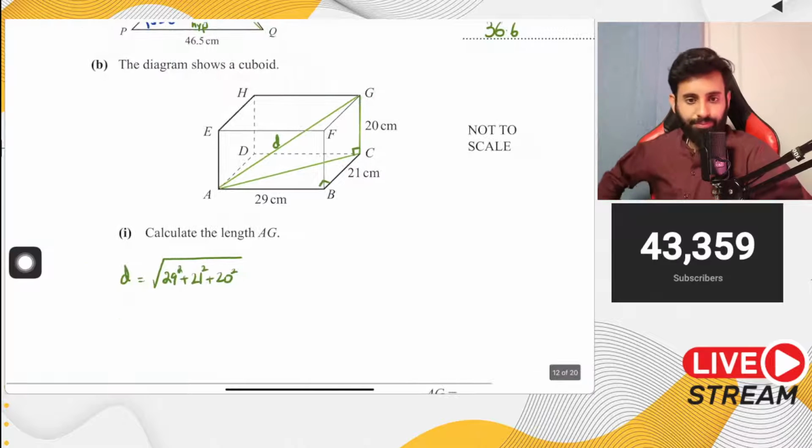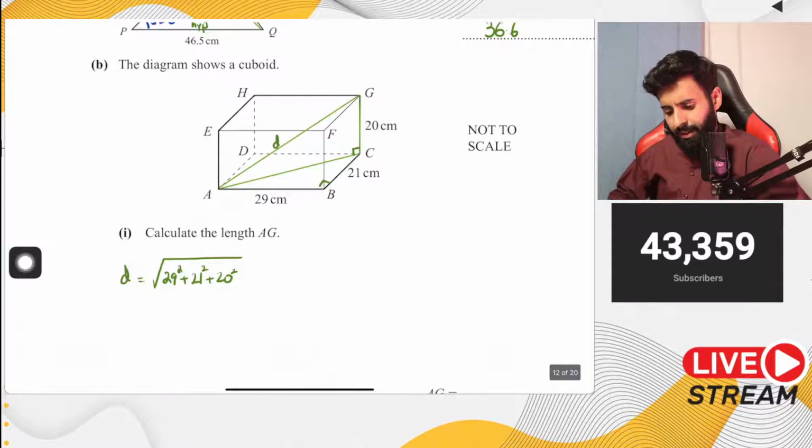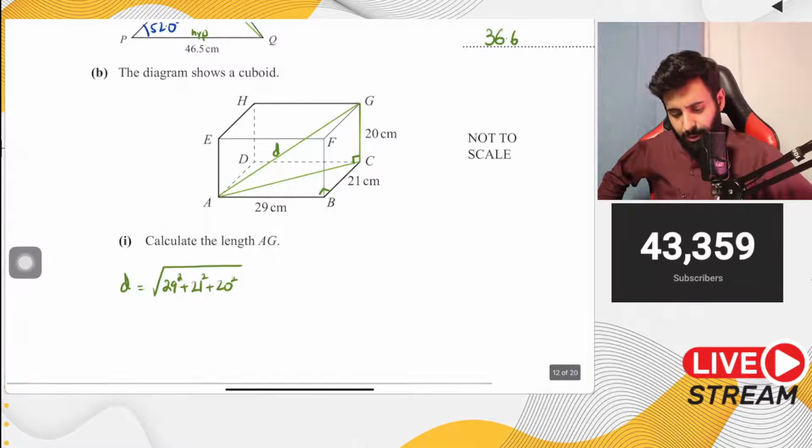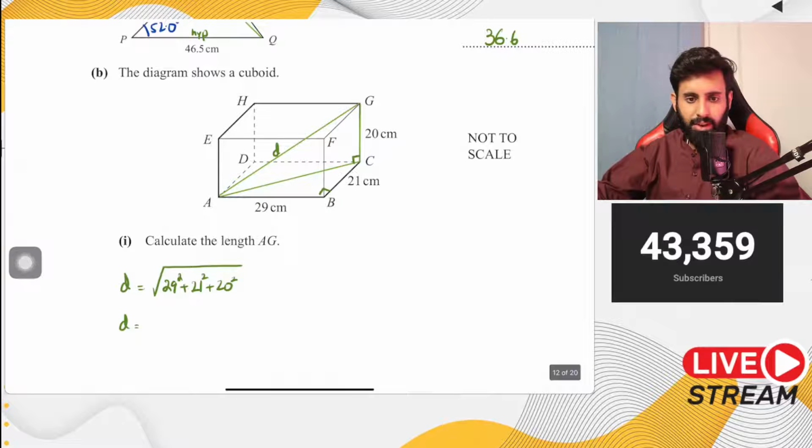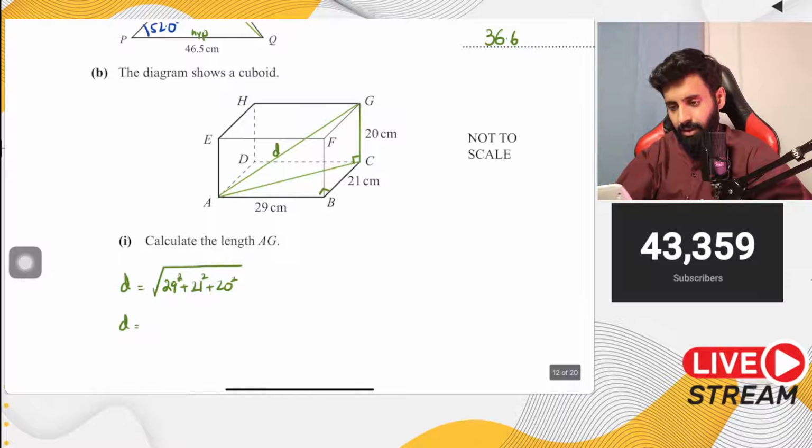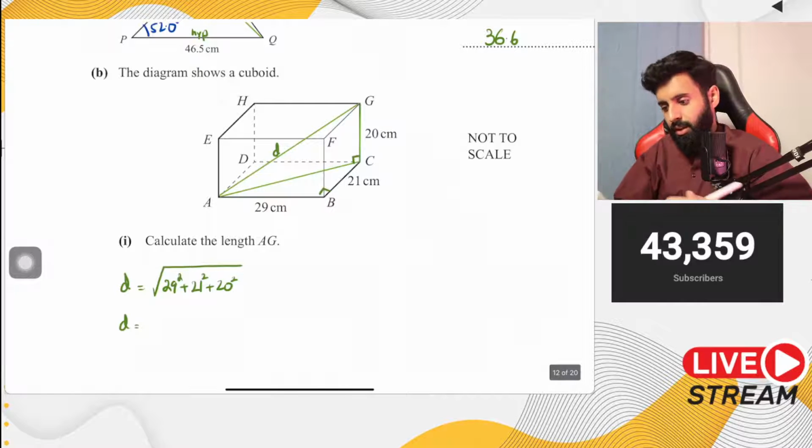Now I hope it's clear. And this is the direct formula for doing it. If you want to use the direct formula, it's much easier. So square root of 29 squared plus 21 squared plus 20 squared. So that's equal to 41.01. So 41.0 it is.